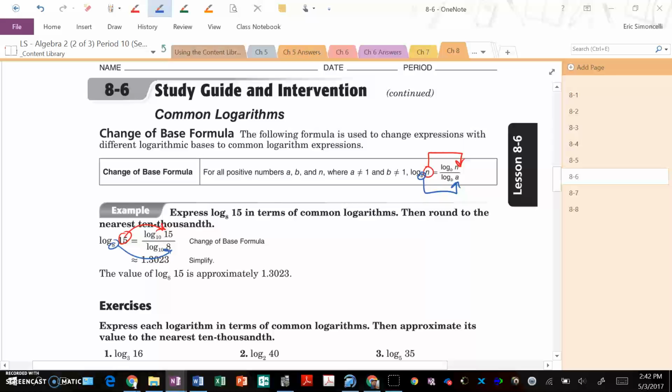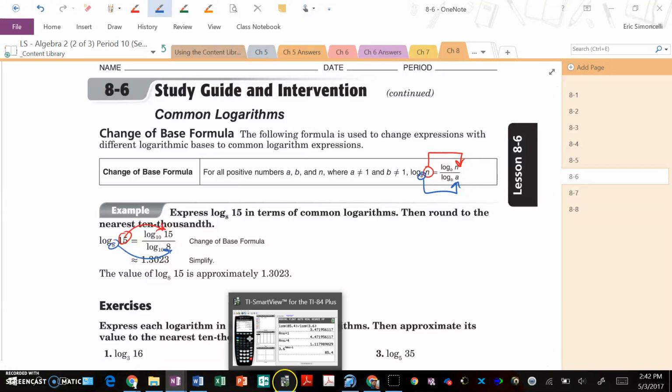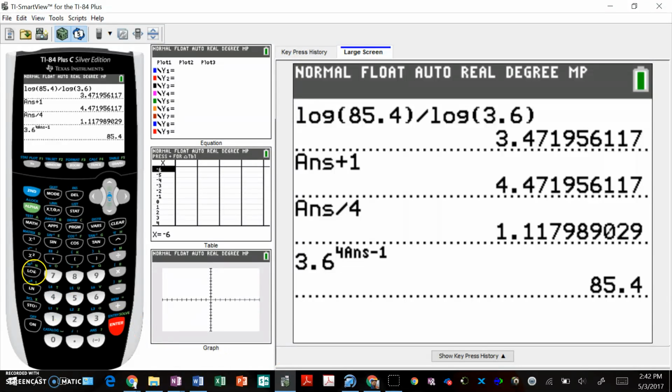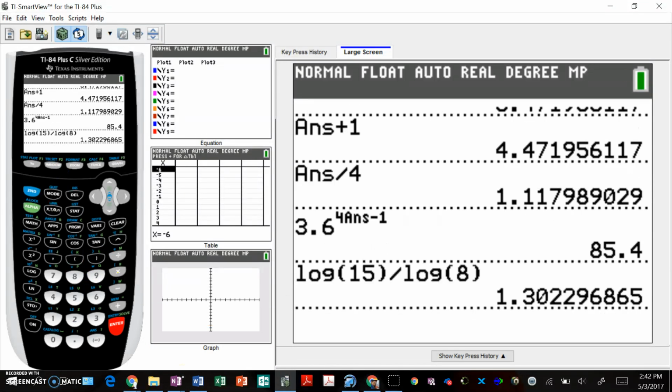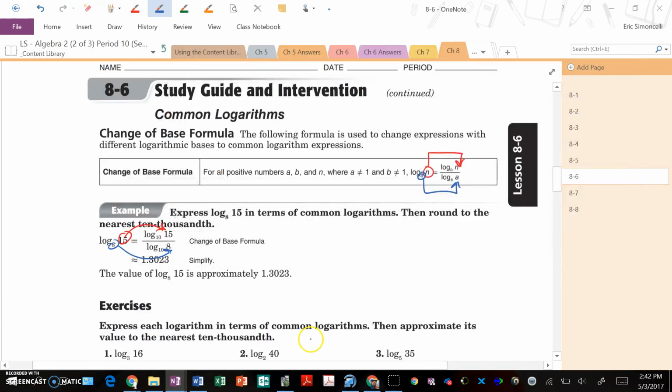If you guys type it in and you don't need to use a base at all, just type in log of 15 divided by log of 8, and let's take a look. Our final answer, rounded to the nearest 4 decimals, is in fact 1.3023. Final answer as you see it right here, and that should do it. So your homework for tonight is to finish the following problems.